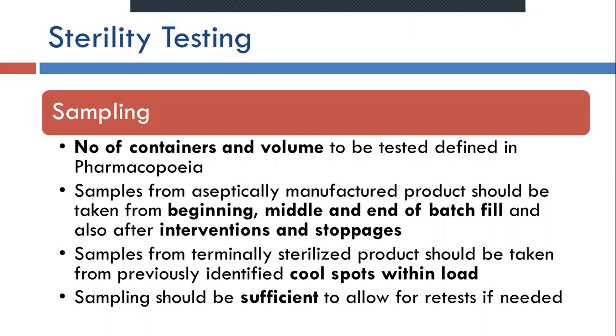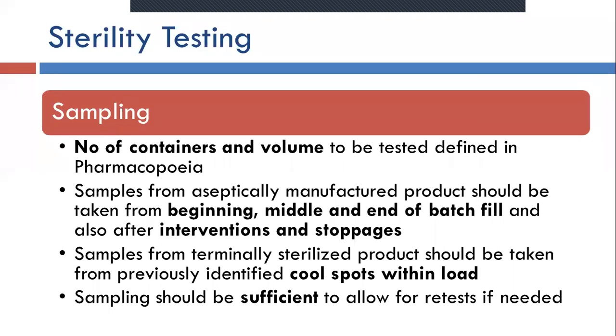Samples from terminally sterilized product should be taken from previously identified cool spots within the load. If you are taking samples from a terminally sterilized product, that means you have already filled everything, the samples have been completely filled and sealed, and then they are sterilized. Now, from where do we have to take the sample? We have to take the samples from the containers that were kept in the cool spots within the load.